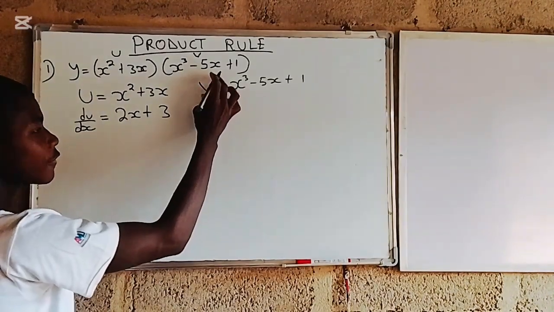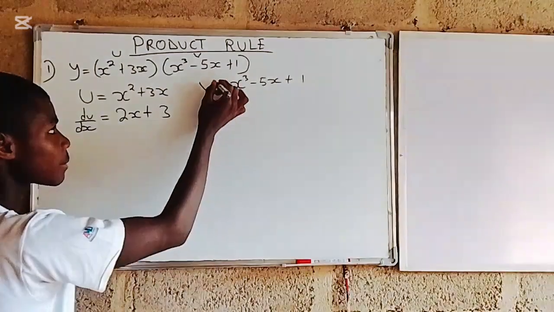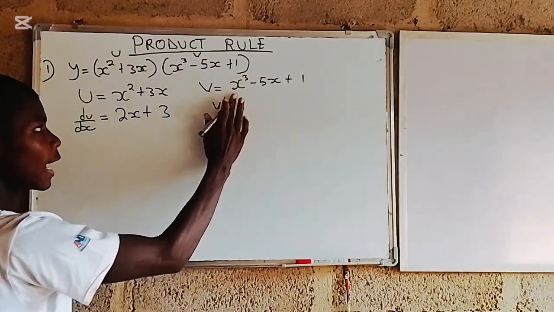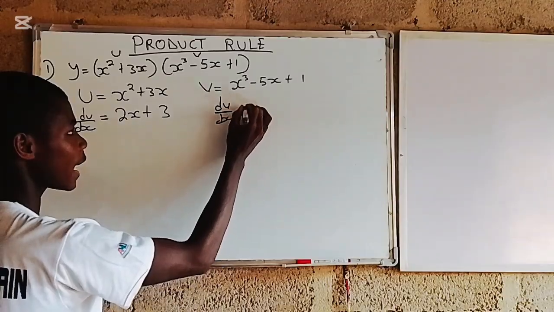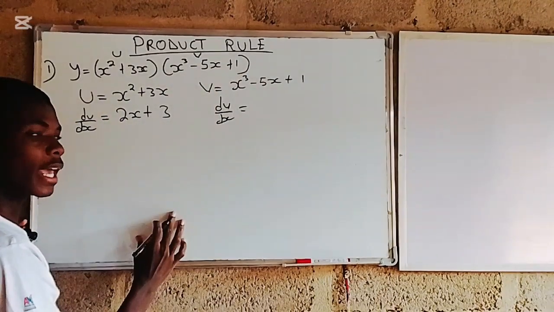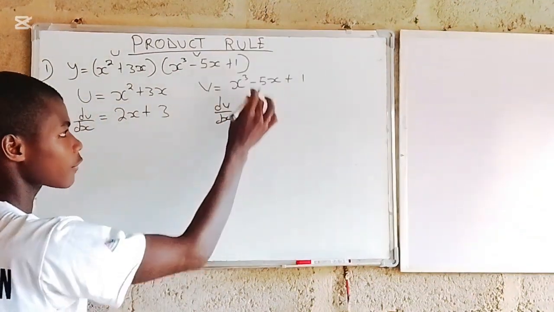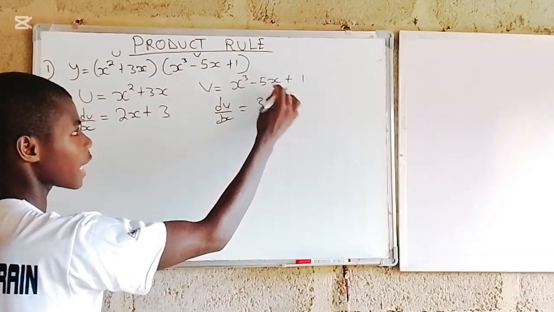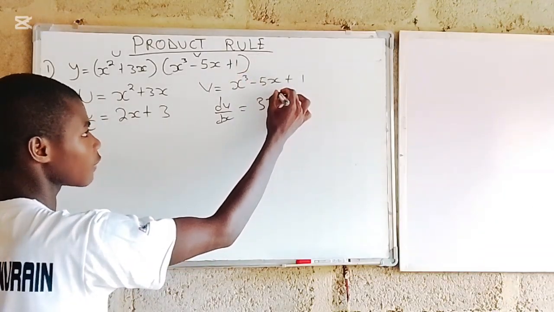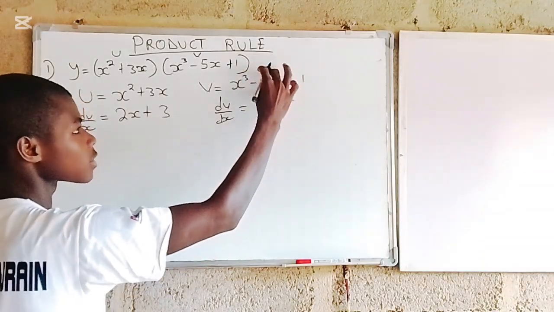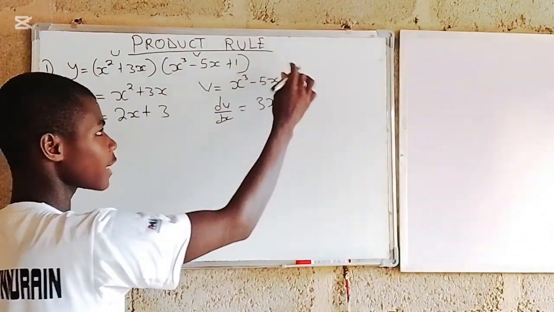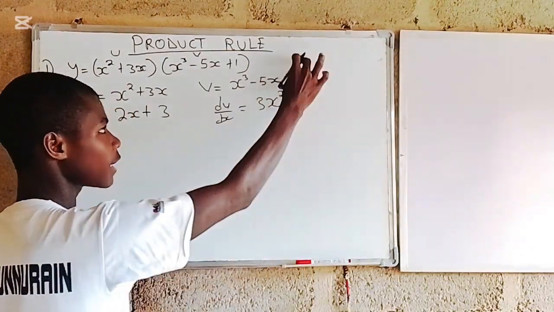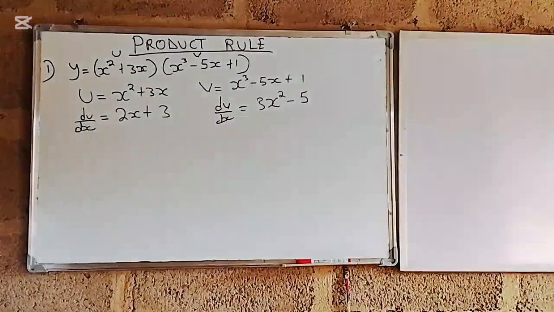Then I have to differentiate v, which is the same thing as saying v prime, or dv by dx. Differentiate x power 3: keep the 3 down, keep the x and subtract 1 from the power, which gives 2. Minus, I differentiate 5x, which gives 5. The derivative of a constant is 0.